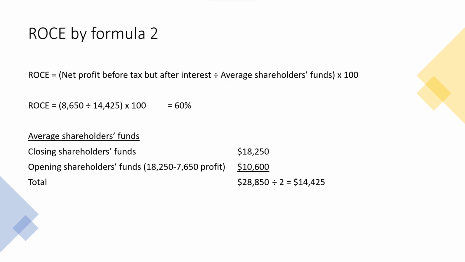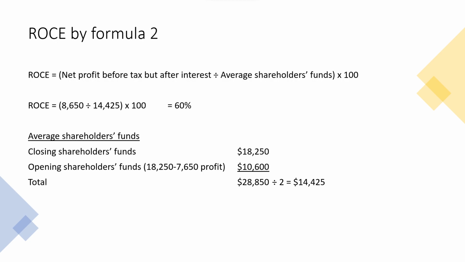In Formula 2, we can calculate the ROCE by dividing the figure of net profit before tax and after interest of $8,650 with the average shareholder funds of $14,425 and by multiplying the result with 100. As the component of this formula suggests, it may be of more relevance to the shareholders than the long-term creditors of the company. It may be noted that the value of average shareholders' funds is calculated by adding the opening and closing shareholder funds and by dividing it with 2 as shown on the screen.